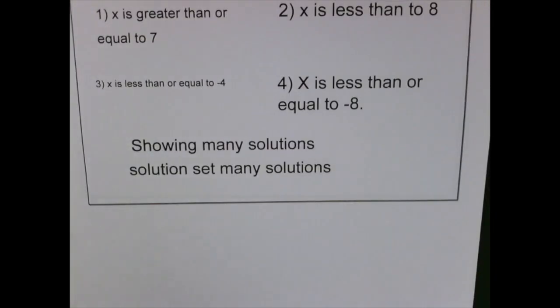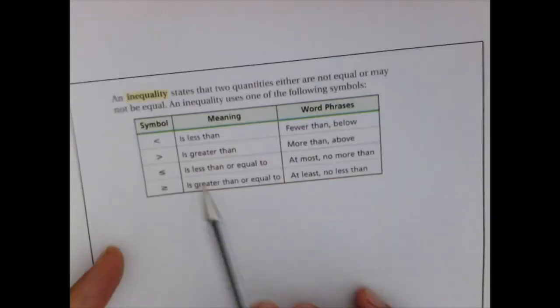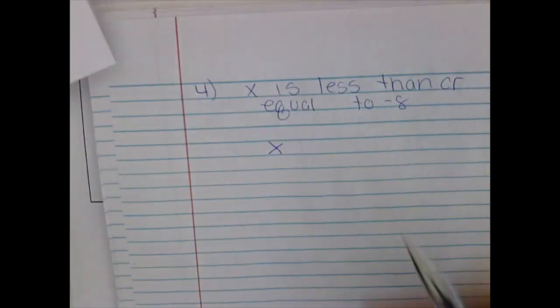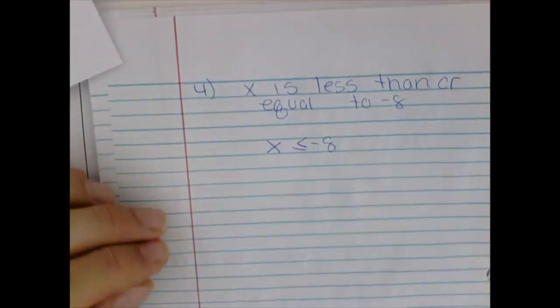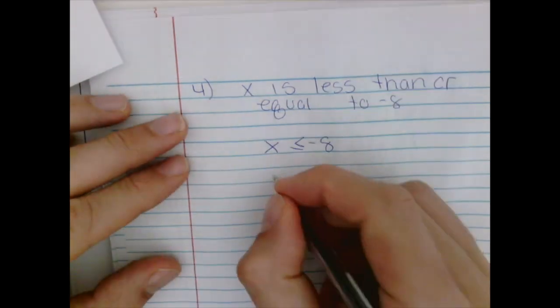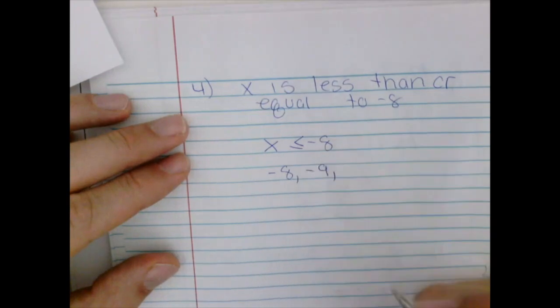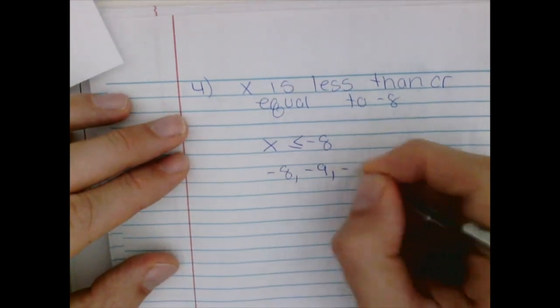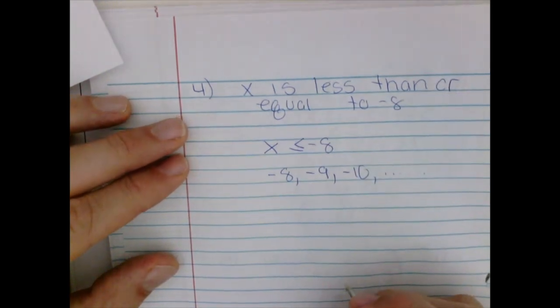Number 4, x is less than or equal to negative 8. So what are some possible solutions for this inequality? Negative 8 is a possible solution. Negative 9 is a possible solution. Negative 10, and then the list goes on and on forever and ever. Again, that's called your solution set.